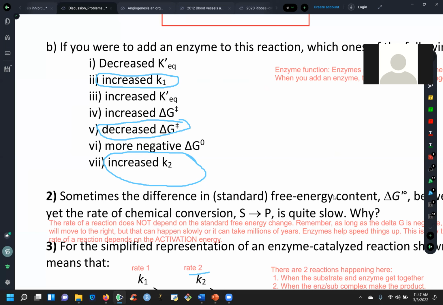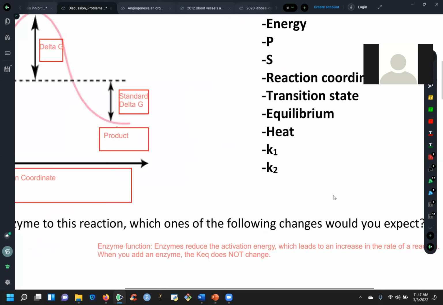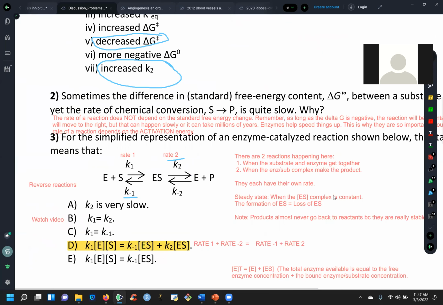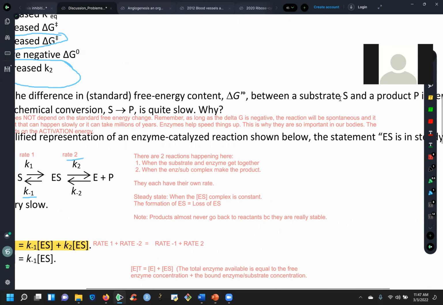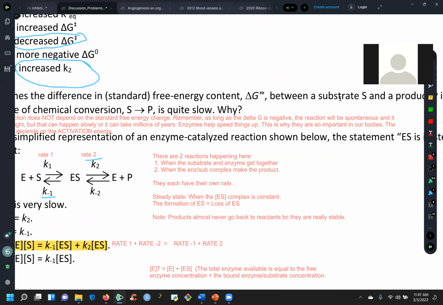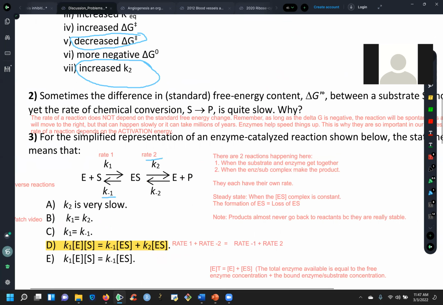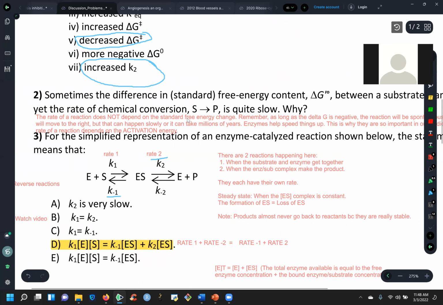All right, so after you guys write your definitions for all that stuff, once you fill this in, everything will make more sense for you. Okay, so sometimes the difference in standard free energy content, that's delta G, between a substrate and a product is very large. So they're saying the delta G is very negative. So we know that that's great. But the rate of chemical conversion from substrate to product is quite slow. Why?